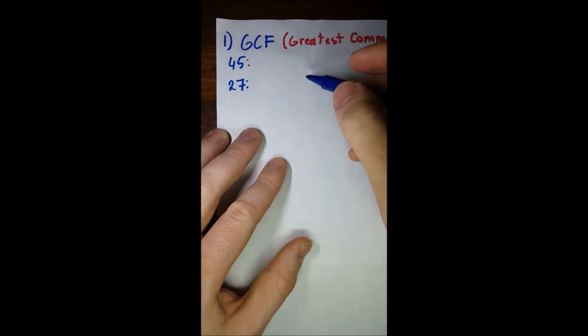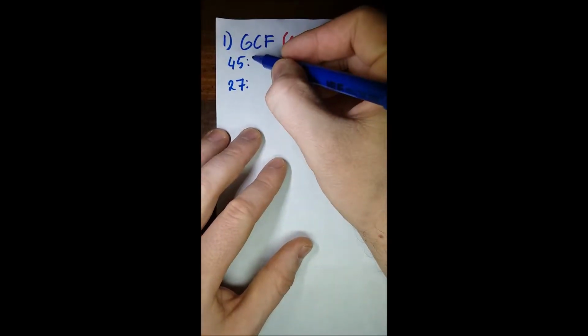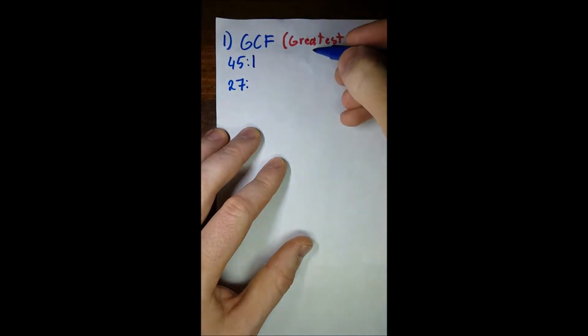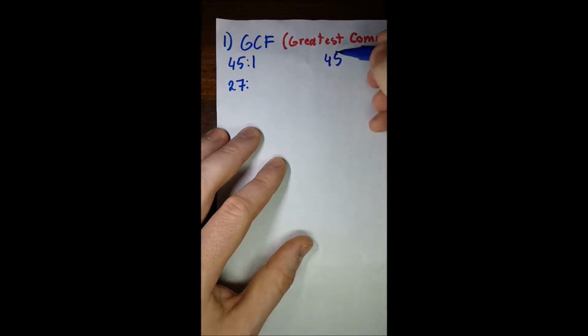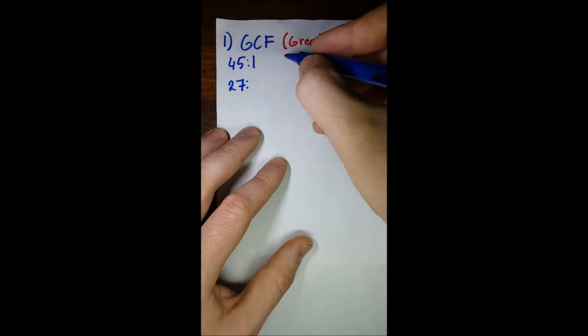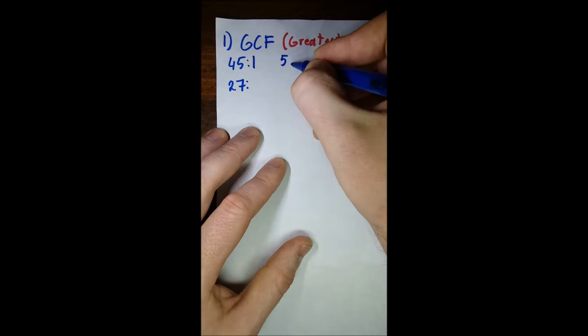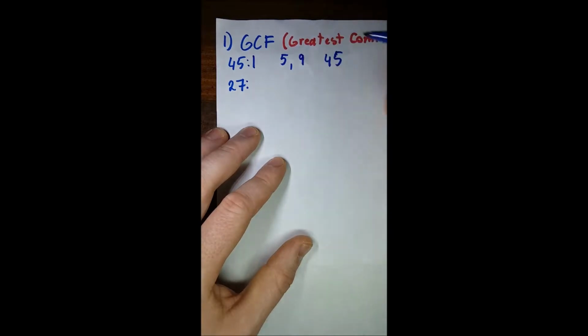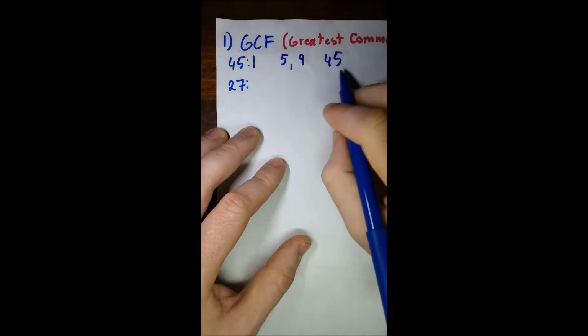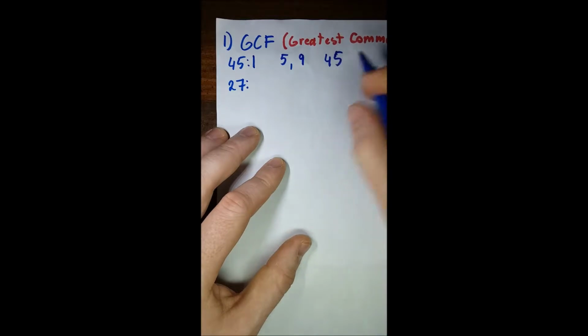And here's how I do it. What makes up a 45? 1 and 45. Okay, 1 times 45 is 45. What other numbers make up 45? 2, 3. I know that 9 and 5. I know that 5 and 9 make a 45 because 45 has a 5 at the end.